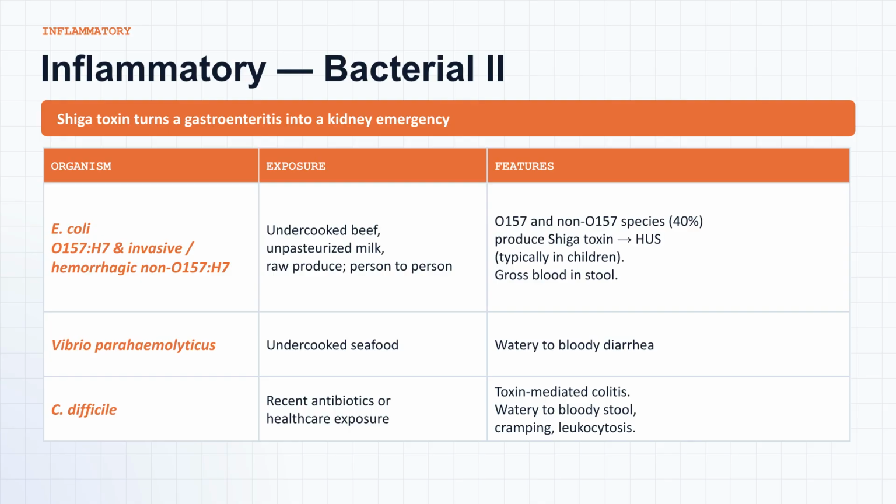Vibrio parahaemolyticus comes from undercooked seafood. Clostridioides difficile follows recent antibiotics or healthcare exposure. Its toxins inflame the colon and cause watery or bloody stool with cramping and leukocytosis. A full lecture covers it. One rule from this row: bloody diarrhea after ground beef means hold antibiotics until you know more.